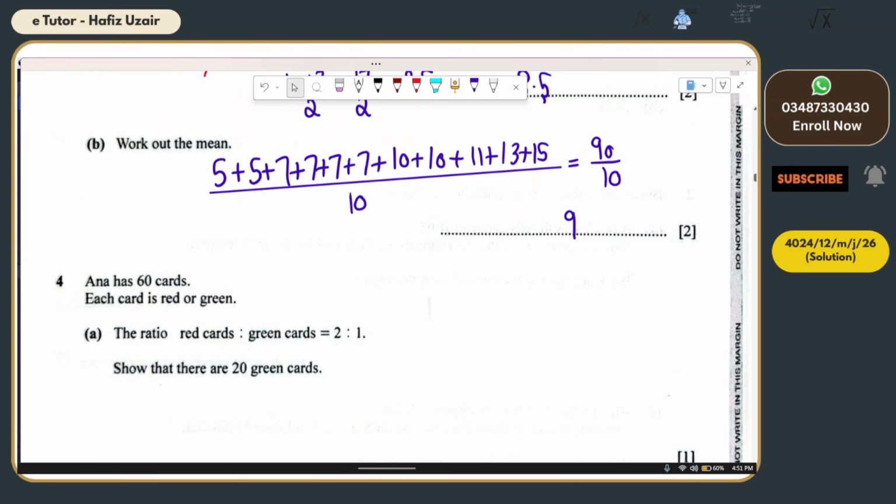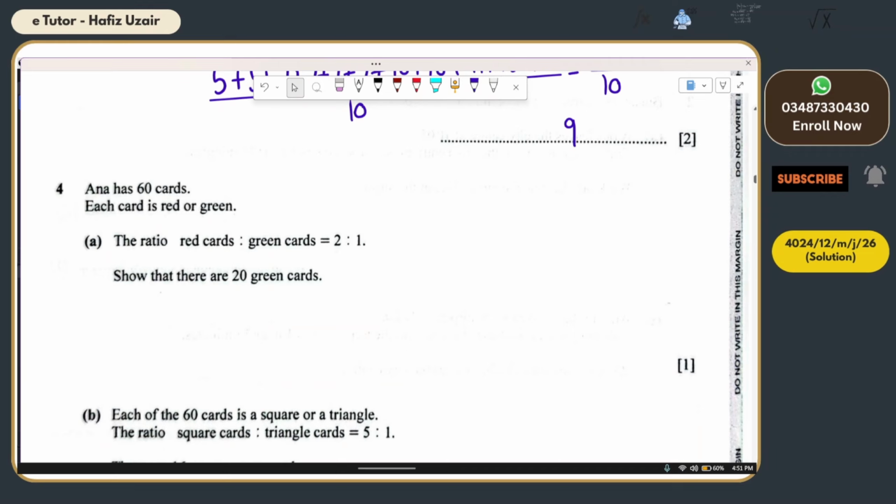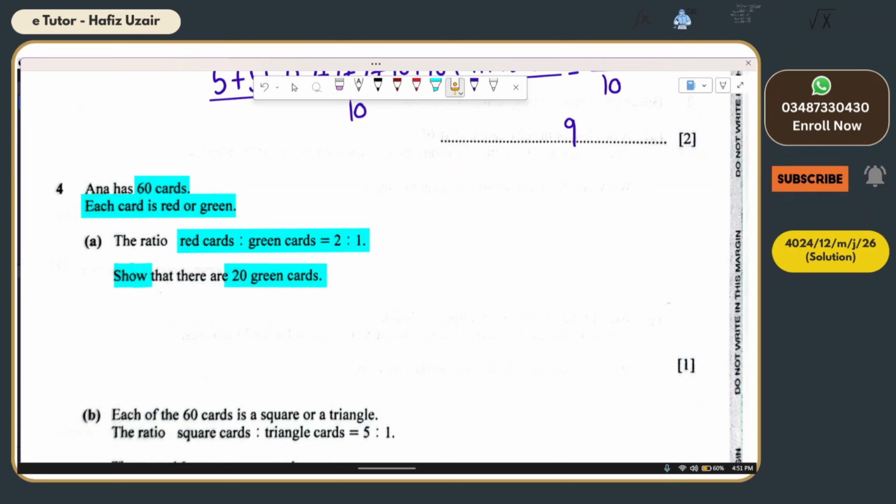All right, now let's move to the next part. Anna has 60 cards. The total cards are 60, and these cards can be red or green. The ratio of red cards to green cards is 2:1. You need to show that there are 20 green cards. So now you can check that. The ratio is 2:1, so that means the total parts are 3.